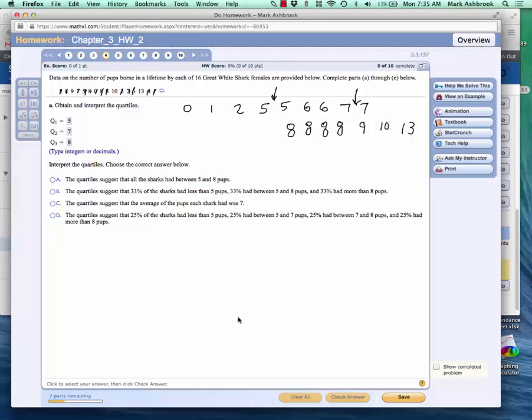Quartile suggests the average of the pups was 7. Quartiles have nothing to do with average, right? It's all based on medians, not mean. So hopefully it's this last one. 25% had less than 5, 25% between 5 and 7, 25% between 7 and 8. That's quartiles, right? 25%, quarters, right? Quartiles, quarters of the data.